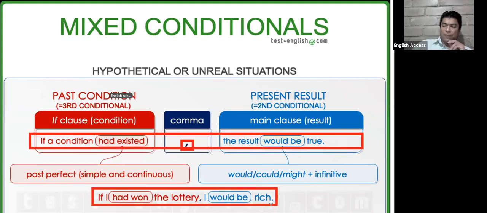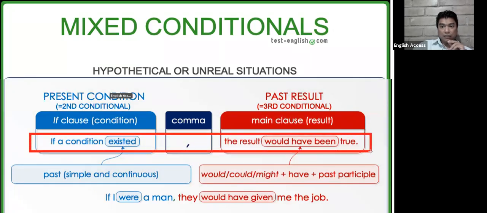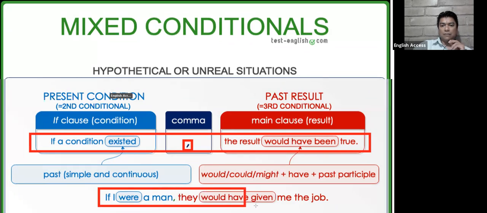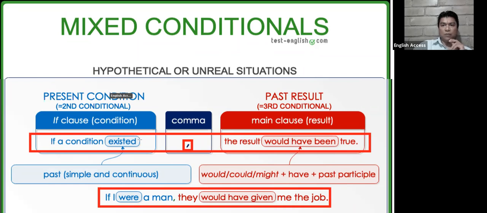Now let's swap the tenses. Let's do them the other way. Now we have a present conditional with a past result. Once again, if a condition existed today, comma, the result would have been true in the past. Let's see, Adi, can you help me with the example, please? If I were a man, they would have given me the job. There, that's a present situation with a past result.